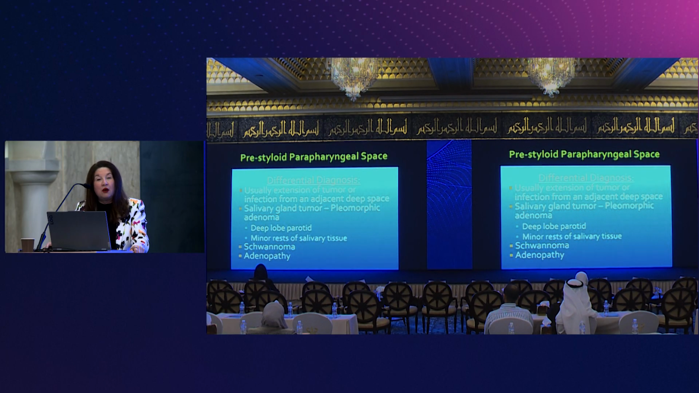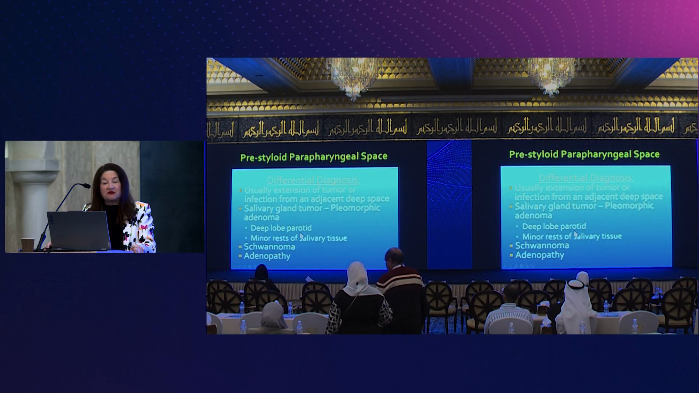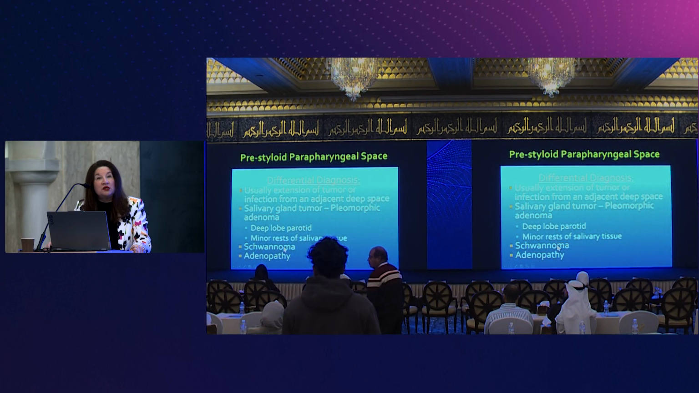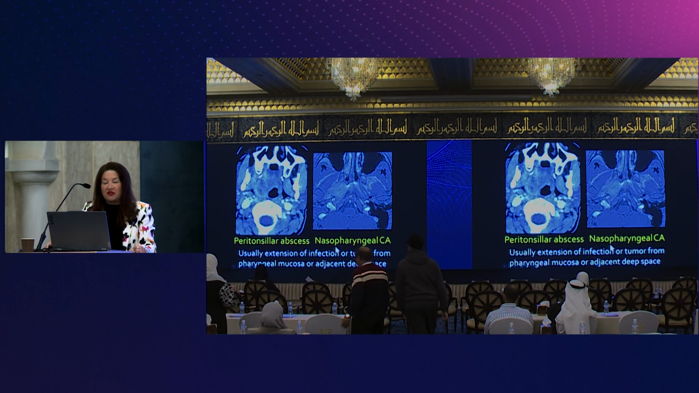The differential diagnosis of pathology in this compartment, if you look at all comers, most of this represents extension of tumor or infection from an adjacent deep space. Primary pathology arising in the prestyloid parapharyngeal space most commonly is a salivary gland neoplasm, and it may come from the deep lobe of the parotid gland, or it might come from minor salivary rest. Schwannomas occur there, and adenopathy.